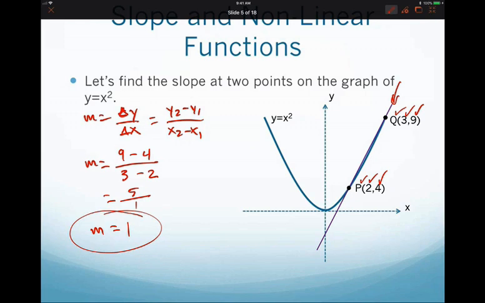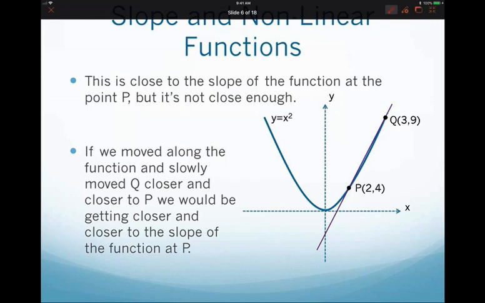Now, notice what I'm trying to do here is make a line that's getting closer and closer to being tangent on this graph. But as we can see, this line that I've drawn is not quite tangent. It intersects the curve. It doesn't just touch it at one point. But it's kind of close to being tangent. So this approximation is getting close to the slope of this function at P, but it's not exactly the same. But it's a good start. To summarize, this is close to the slope of the function at P, but this line is not tangent, it's close.